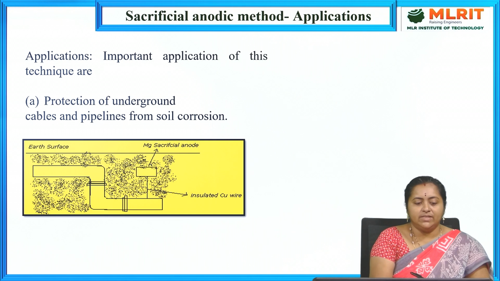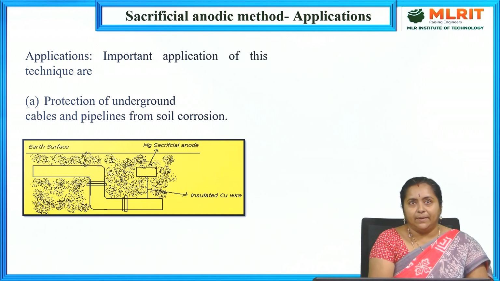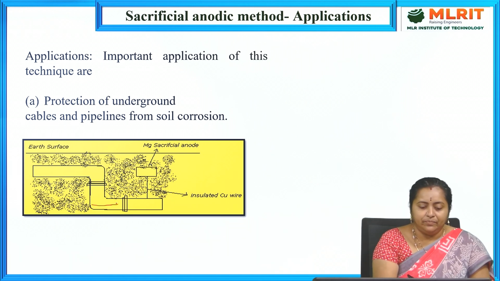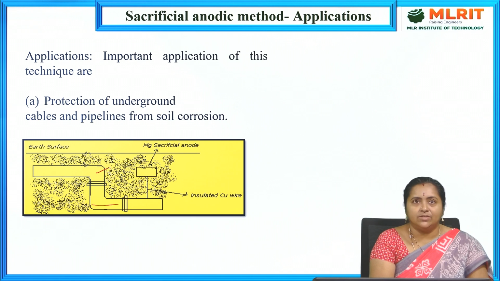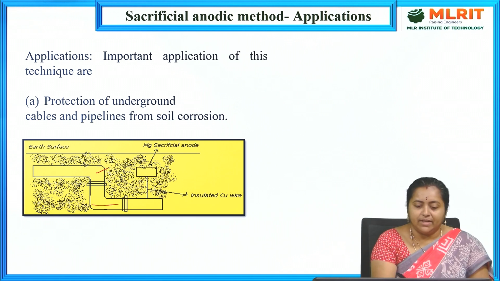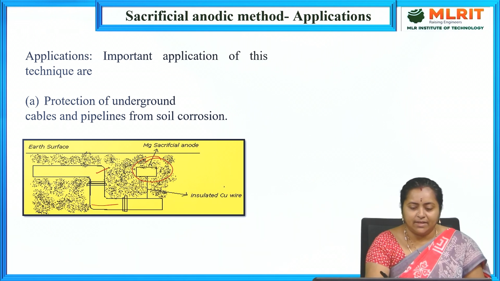So if you notice one more example, this is an underground structure or a pipeline or a cable which is present in the soil. I just want to prevent that one from corrosion reaction. So this is the pipeline which is in soil. I just want to protect that one from corrosion reaction. So it is connected to a magnesium block. This is the magnesium block, purest form of magnesium. It is made in the form of a block, and this is connected to this pipeline using copper wire.